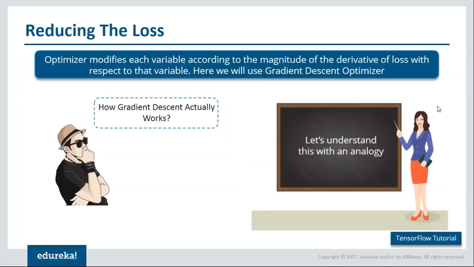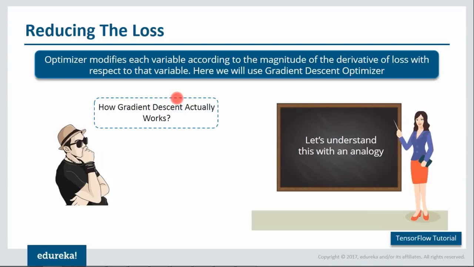In order to increase the efficiency, minimize the loss and update the variables, we use optimizers. These optimizers modify each variable according to the magnitude of the derivative of loss with respect to that variable. Now what does that mean? It means an optimizer will check the change in the loss with respect to the change in the variable. And if the loss is decreasing, then it will keep on changing the variable in that particular direction.